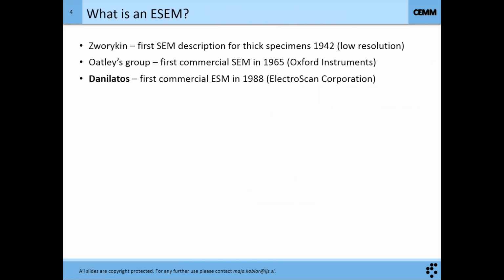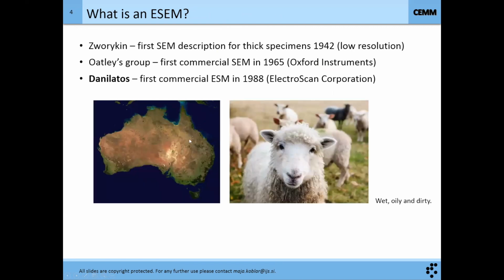First, what is an ESEM? The SEM principle was introduced by Zworykin in 1942, but it had really low resolution until Oatley and his group, where Everhart and Thornley worked, produced the first commercial SEM. The ESEM was invented, we could say, by Danilatos, because he commercialized it. He was from Australia, and they wanted to analyze wool, which was wet, oily, and dirty.